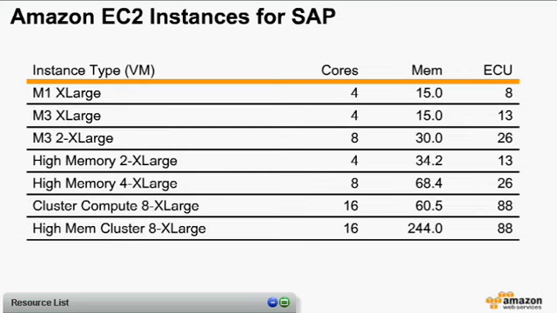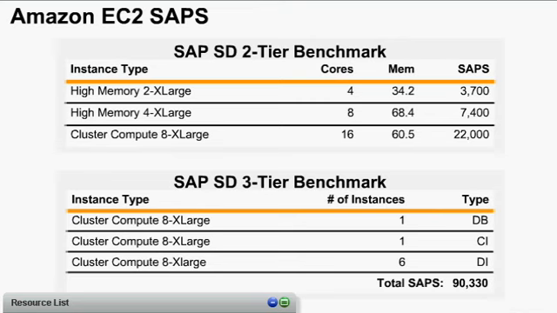We talked a little bit about sizing early on. When it comes to sizing and working through the Quick Sizer and the SAPS ratings that you get out of that exercise, these are some of the benchmarks that we did, and we've basically taken those ratings and applied them to these various instance types. So for the high memory 2 extra large instance you see, or what we call the M2 2XL, you could equate that to about 3,700 SAPS. So depending on your needs, you could start with that and then scale up from there.